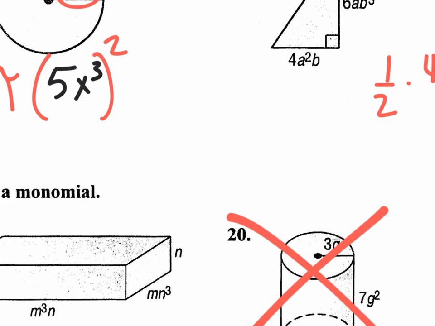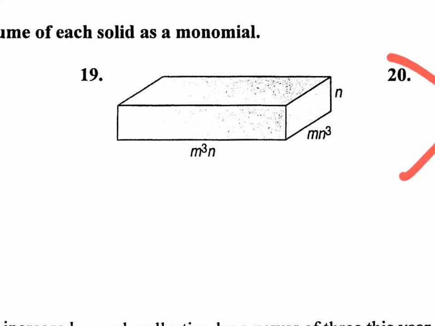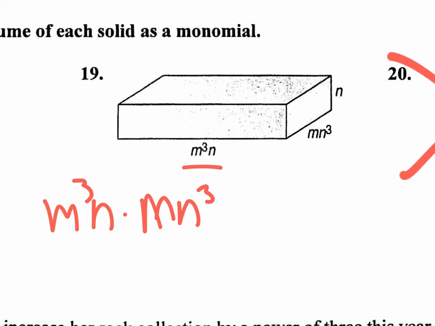And last but not least, on these guys, they want you to find the volume, and volume is simply length times width times height. So you're actually going to set up m to the third n, that's the base, or the length, times m n to the third, that's the width, and then we have the height times n. So you're going to use rule 1 of exponents to figure out that answer.